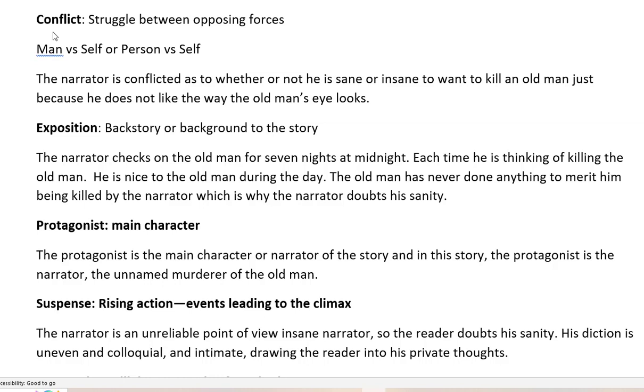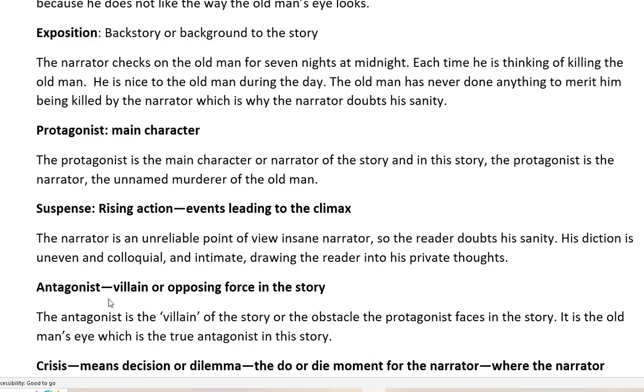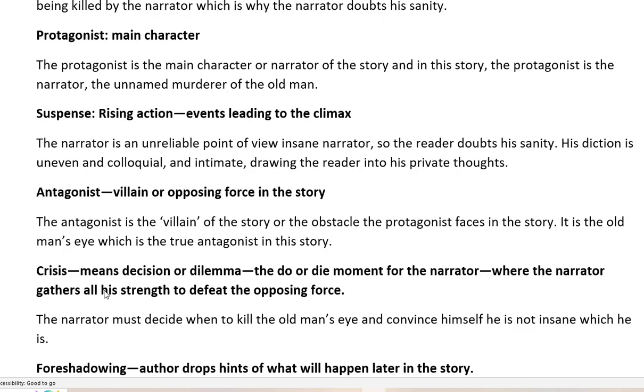So what is the conflict in Godfather's Death? What is the exposition in Godfather's Death? Who's the protagonist in Godfather's Death? What is the suspense or rising action in Godfather's Death? Who is the antagonist in Godfather's Death? What crisis occurs? What is the do or die moment for the narrator? Crisis moment in Godfather's Death.